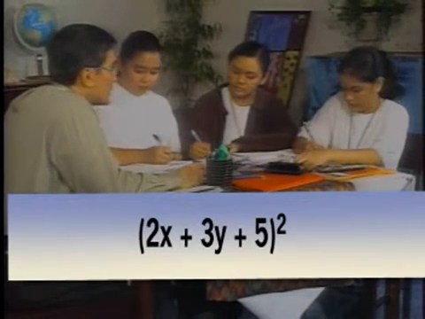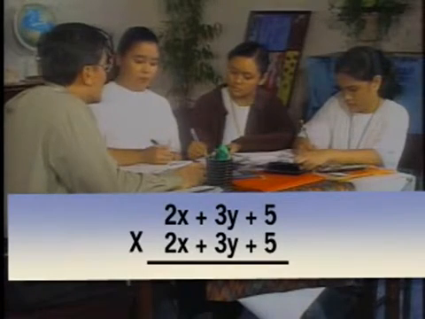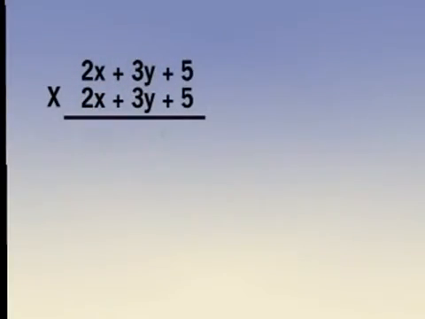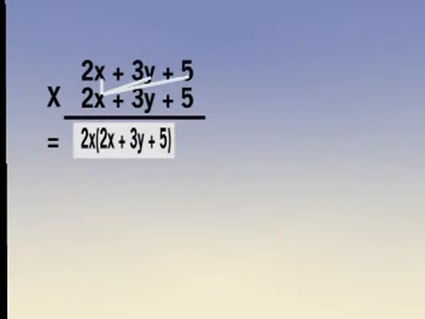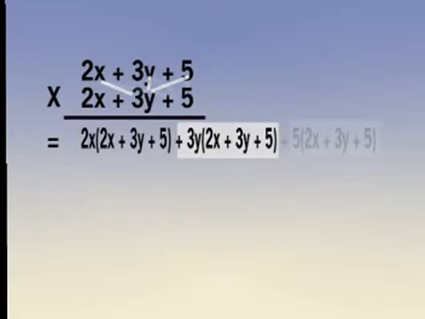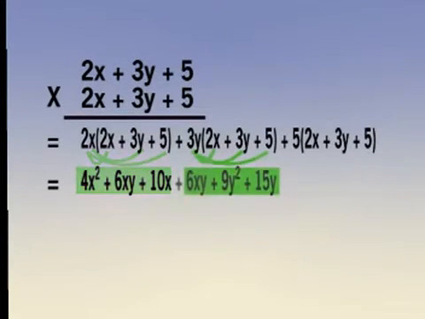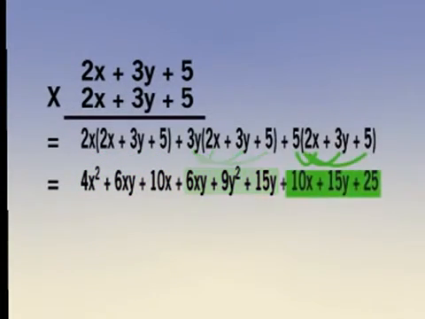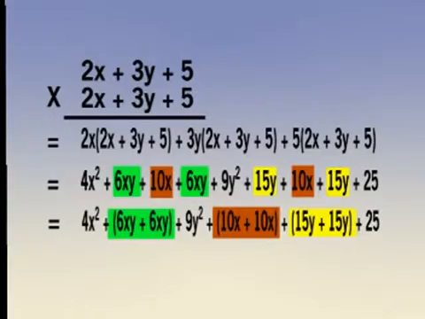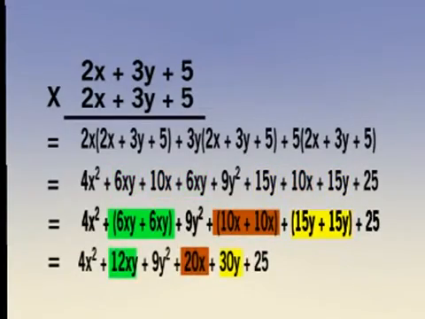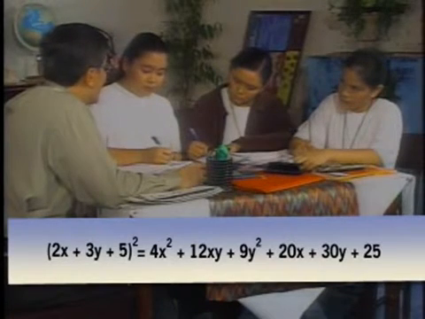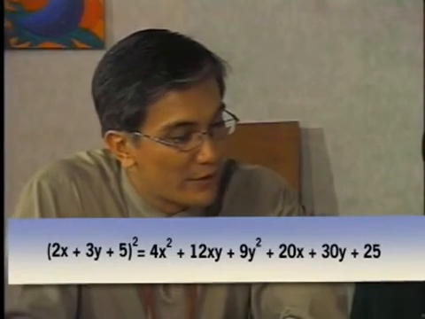Let us now discover the special characteristics of the square of a trinomial. For example, the quantity 2x plus 3y plus 5 squared, multiplying vertically using the long method, we get the square of a trinomial gives 6 terms. These terms have special characteristics.